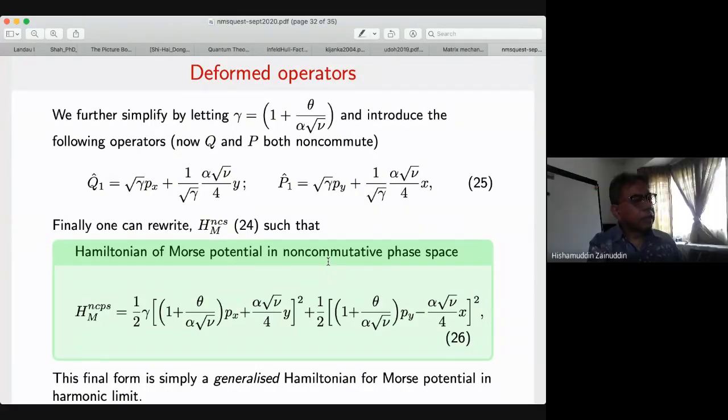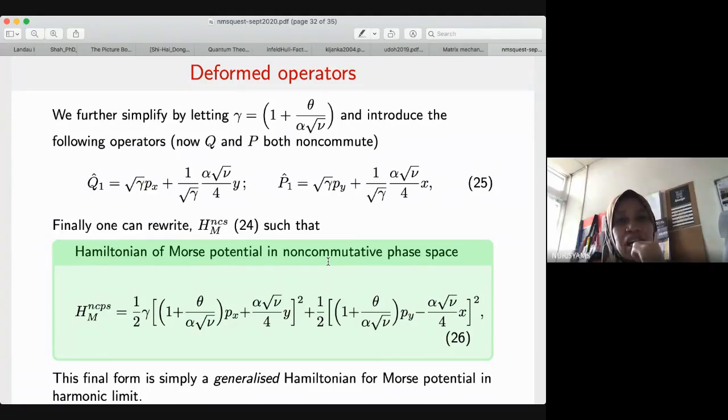So this is quite unlike the ordinary NCQM, right? Yes. At this point, last time we were just trying to show the difference between taking non-commutativity between positions and also non-commutativity between both coordinates.